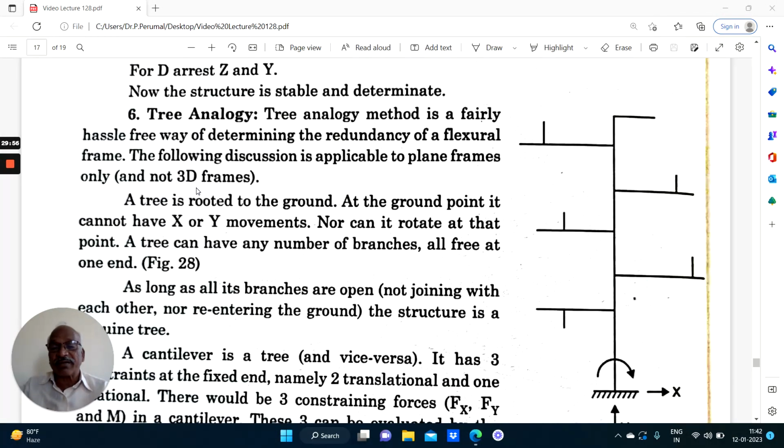Right, now before winding up, we will take another few minutes. For portal frames, you can find out the degree of indeterminacy by counting the number of reaction components minus 3. That is one method. Another method is number of closed loops into 3 minus number of releases. There is another method called tree analogy. Tree analogy is a fairly hassle-free way of determining redundancy.